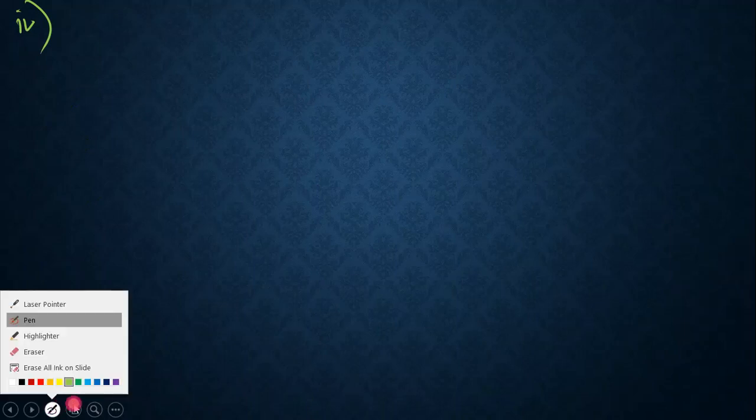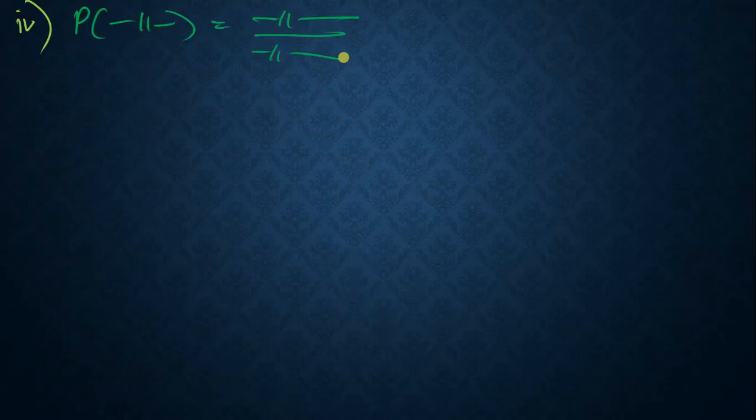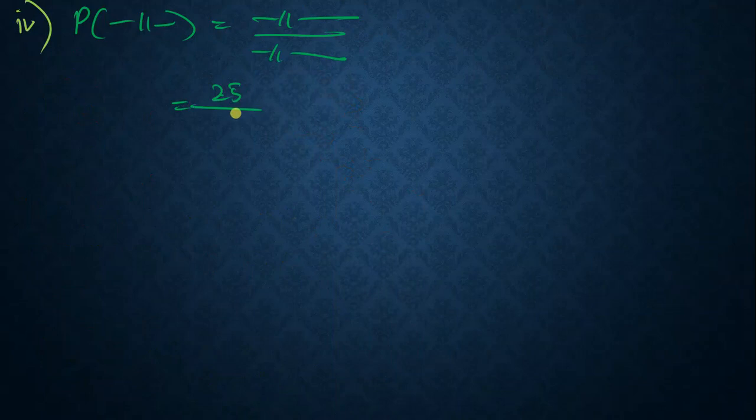Now moving on to the fourth part. Here we are seeing earning rupees 13,000 to 16,000 per month and owning more than two vehicles, meaning above two. So here this will be 25. Same thing here, you write whatever we wrote before. This is equal to so and so, and you will get 25 by 2400. Now when you simplify this, you will get 1 by 96.